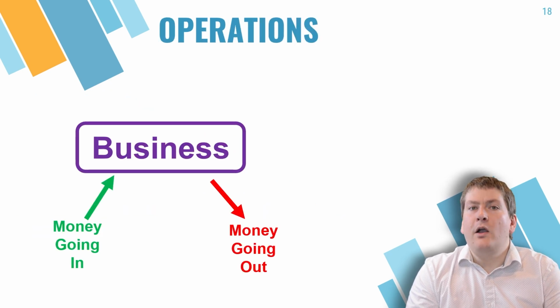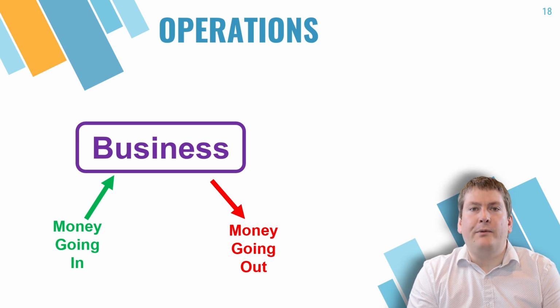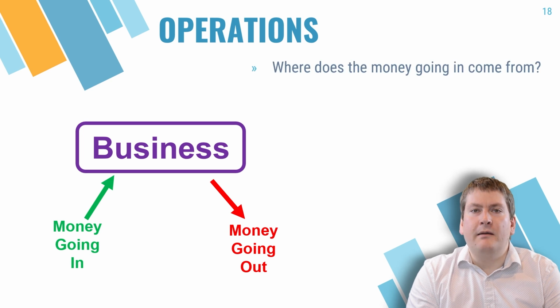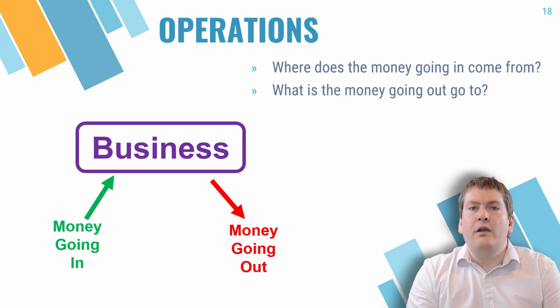Looking at a business, we now know about margin, and we can say that money is going in and money is going out, and the difference is margin. But what does the money coming in come from? How is this business generating revenue? And where is the money going out? What cost does this business have? What is the money being spent on?